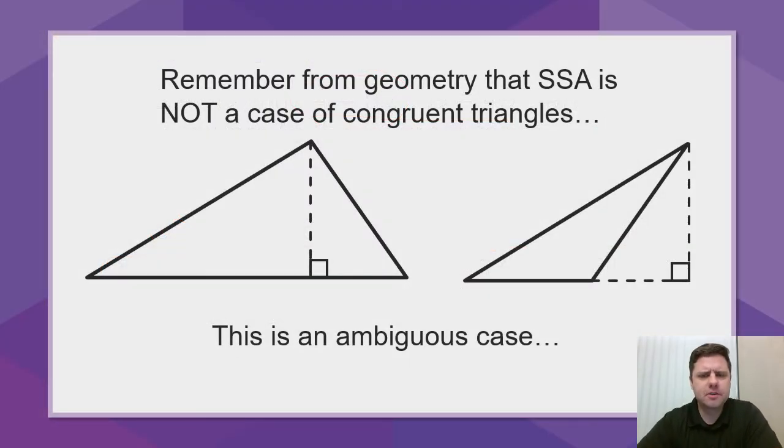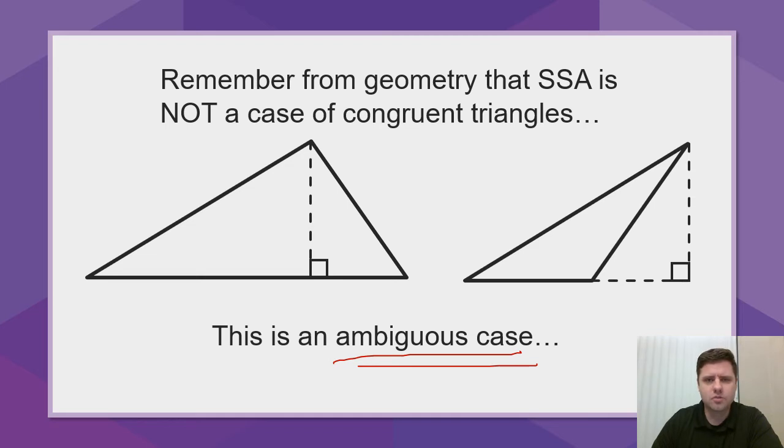Now, remember from geometry that there's a special case. Side-side-angle is not a case of congruent triangles. And I just want to show you why that is the case. It can be the case that there are congruent triangles, but they may not be. This is what we call an ambiguous case, because there are a couple of different ways in which the triangle can be set up when you're given a side-side-angle situation.